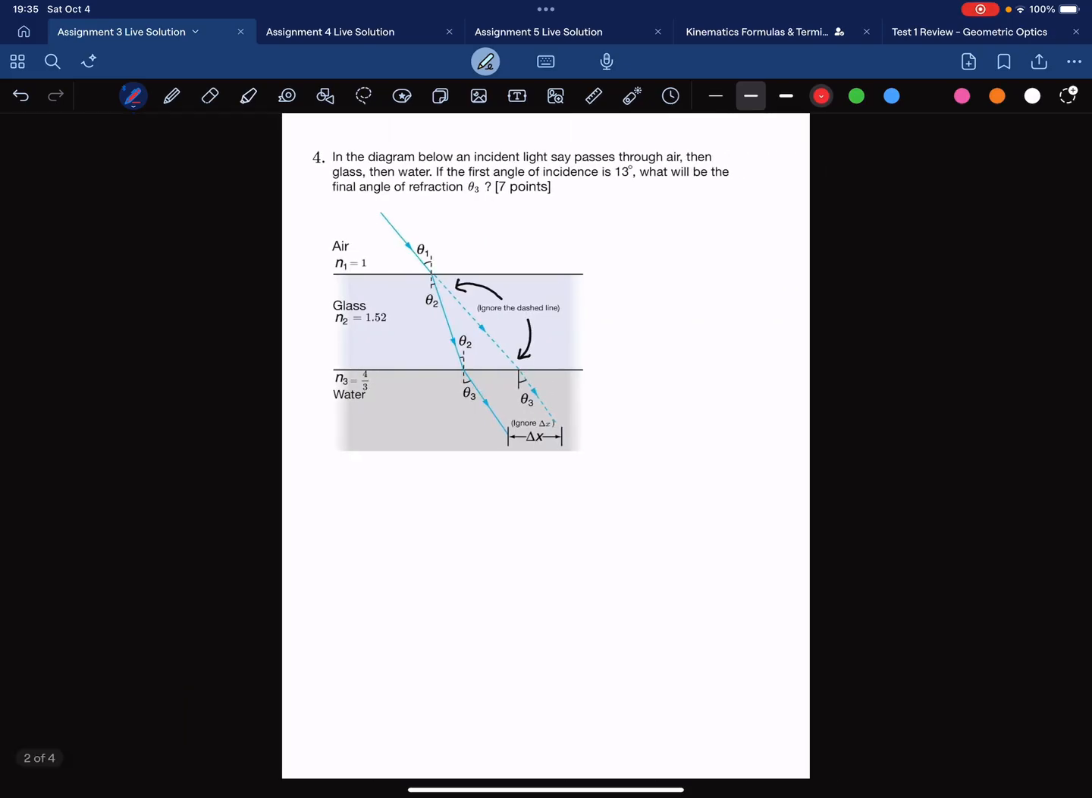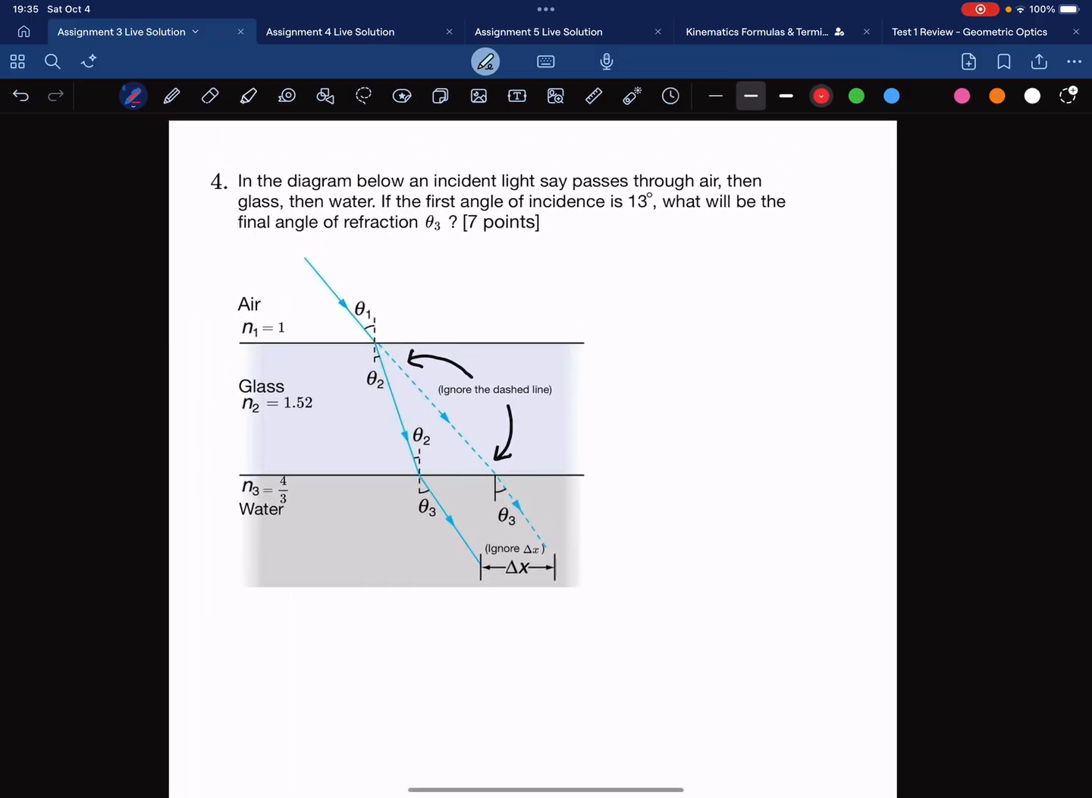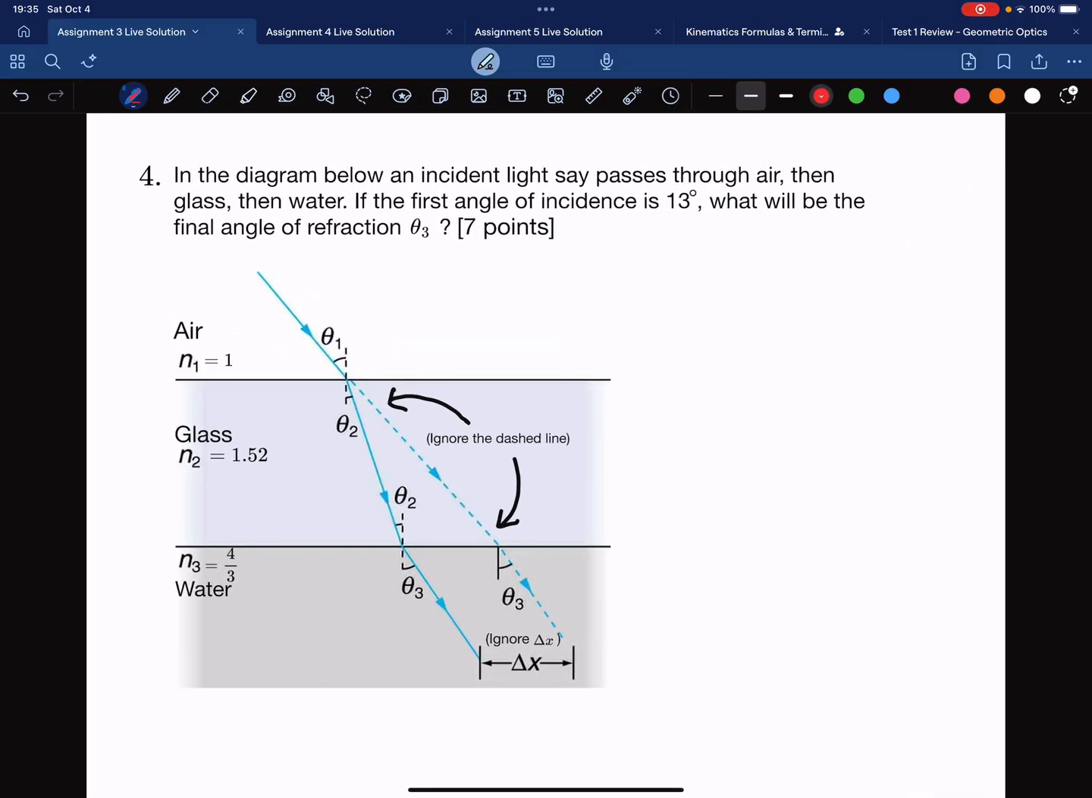Question 4 here. So in the diagram below, an incident light, that should say ray, not say. That is a typo. Light ray passes through air, then glass, then water, labeled on the left-hand side there for us. If the first angle of incidence is 13 degrees, I'll label that, what will be the final angle of refraction, theta 3?